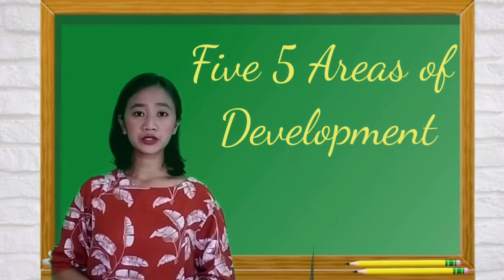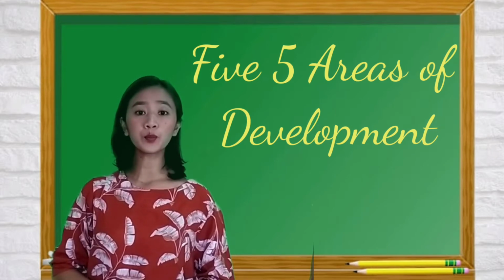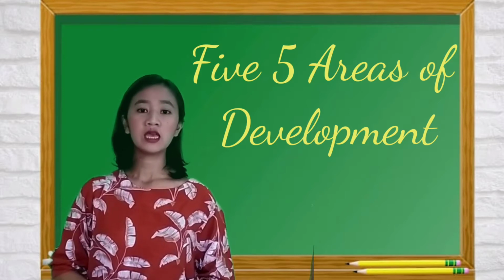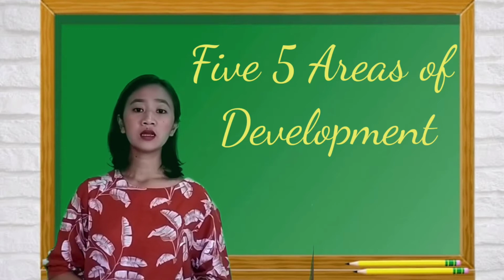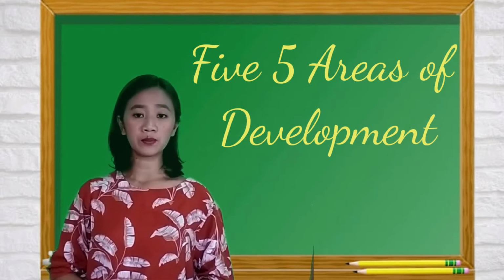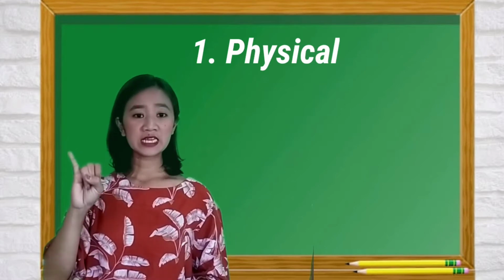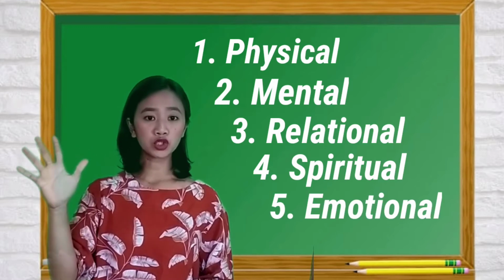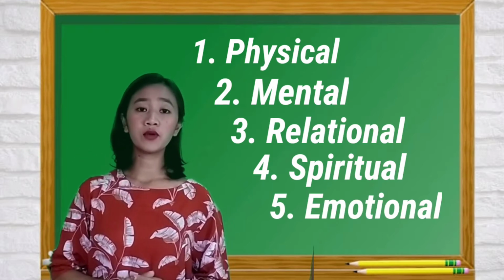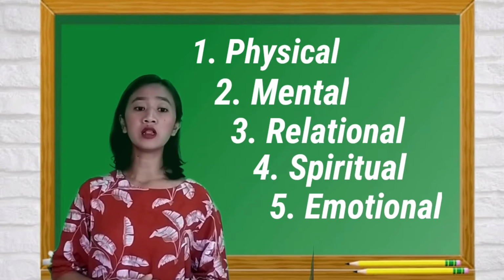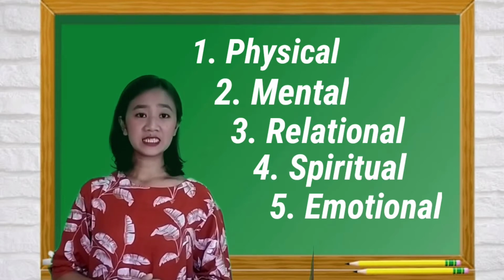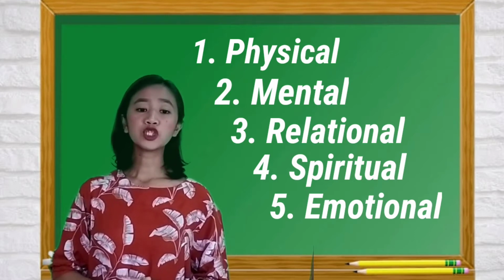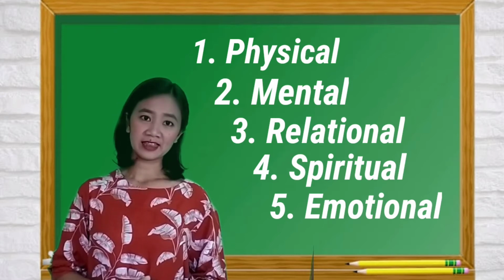The 5 areas of development is a holistic approach to learning that strives to break down the silos in education and ensure the development of learning in all 5 areas of development. And these are physical, mental, relational, spiritual, and emotional. Through this process of development, we hope to inspire our learners and equip them with the skills and processes that will help them navigate new concepts and challenges that the future might present.